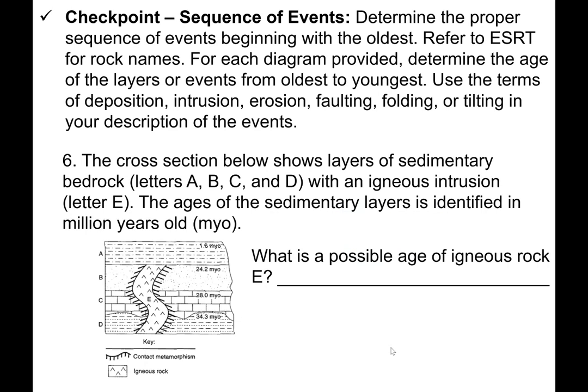The cross-section below shows layers of sedimentary rocks, layers A, B, C, and D, with the igneous intrusion letter E. The ages of the sedimentary rocks are identified in millions of years ago. What is the possible age of the igneous rock? So this is going to be our relativity. Between what range? Now we see that there's no contact metamorphism with A, but there is with B. So it has to be somewhere between 1.7 to 2.4 billion years old.